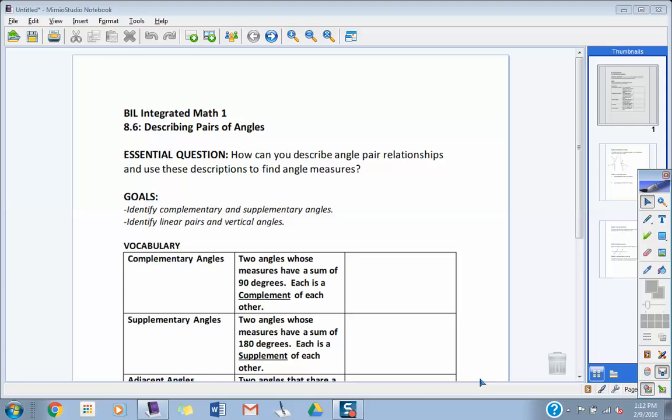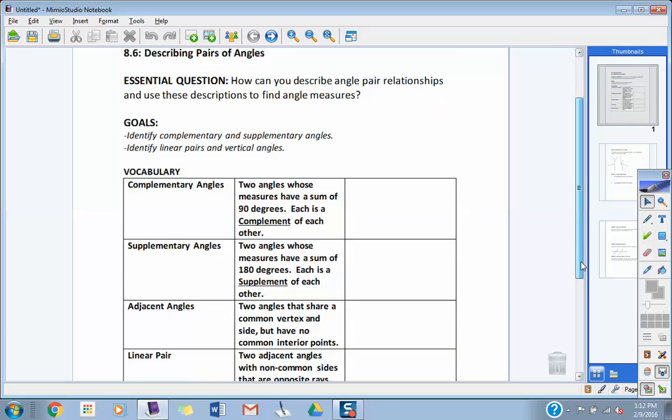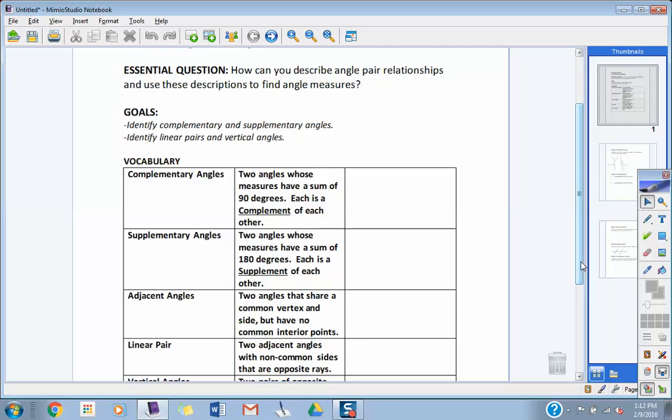So goals: to answer our question, we need to be able to identify these words, complementary and supplementary angles. And then identify what linear pairs are and what vertical angles are. Okay? So let's hit this vocabulary kind of hard here.